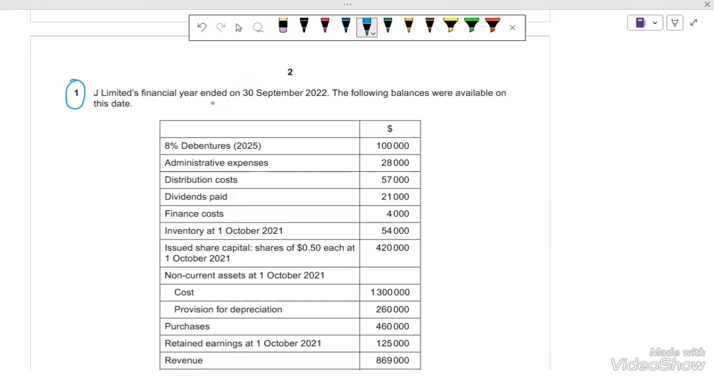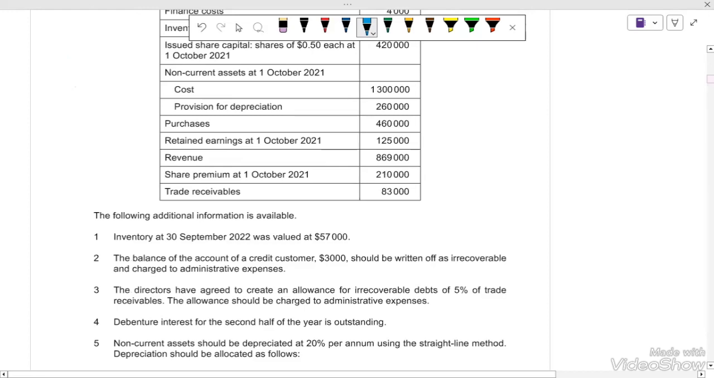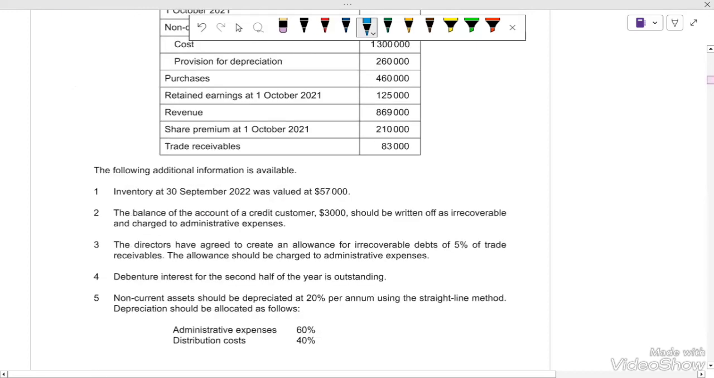So you should focus on your studies, because AS level is always easy for accounting students. Okay, so J Limited's financial year ended on 30 September 2022, and the following balances were available on the statement. So we have these balances, and the following information is available.